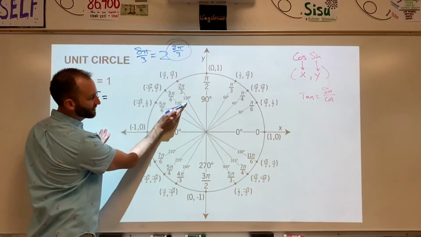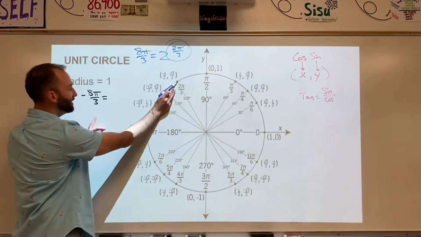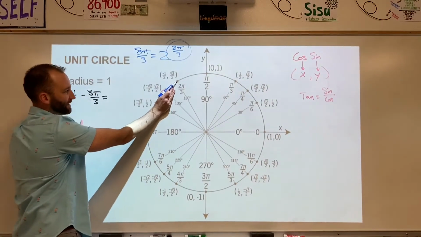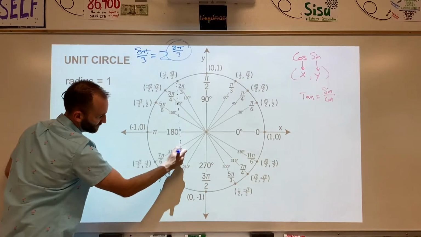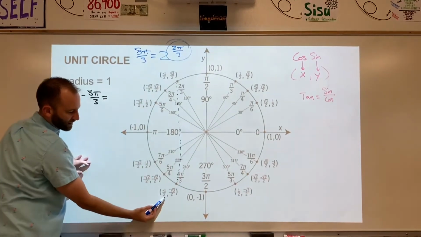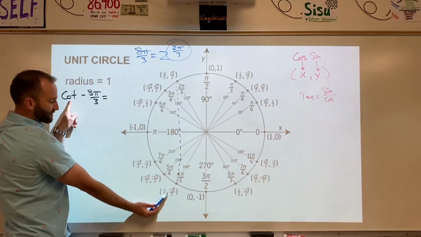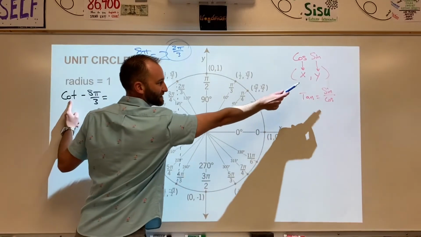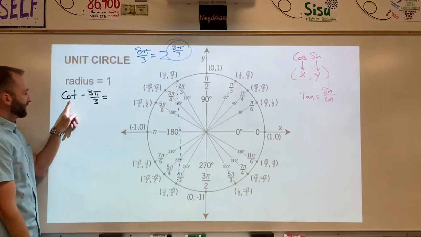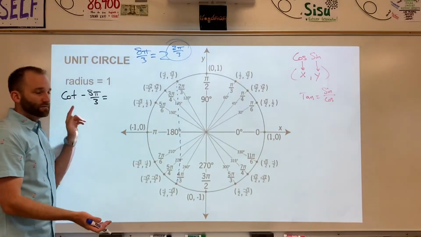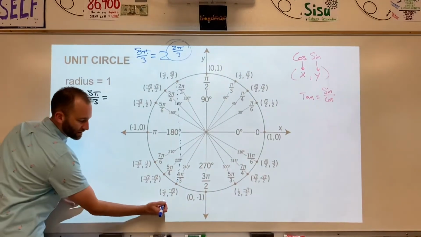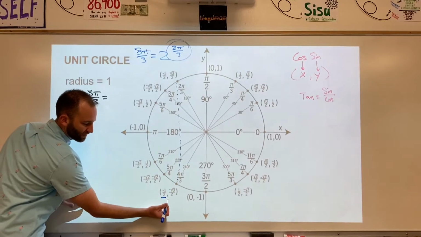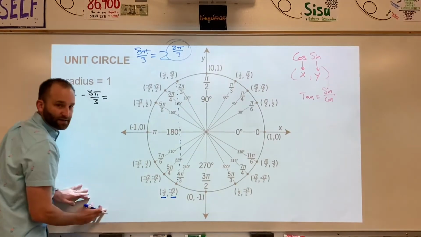So we're right here at 2 pi over 3, but because there's a negative, I need to reflect it. So I'm going straight down here. Now, the cotangent is what we're using to evaluate the function. If tan is sine divided by cosine, then cotangent would be the reciprocal of that. It would be the cosine, or the x-coordinate, divided by the sine.